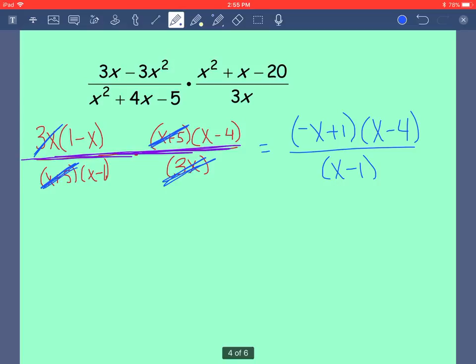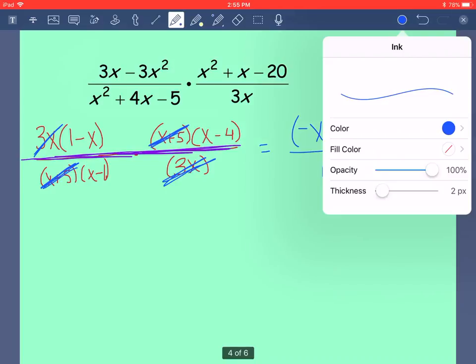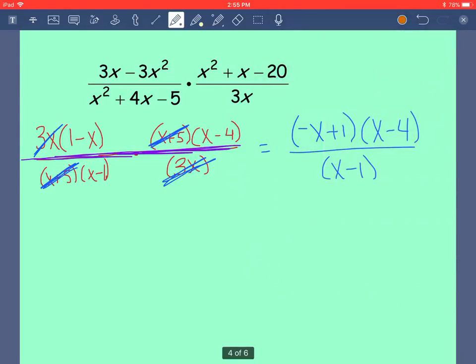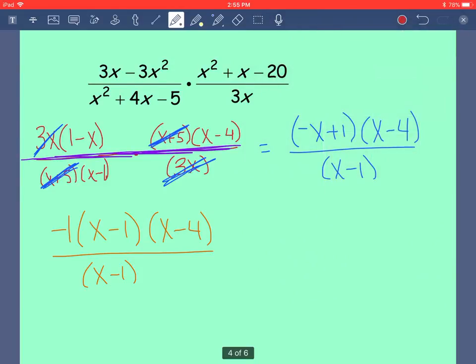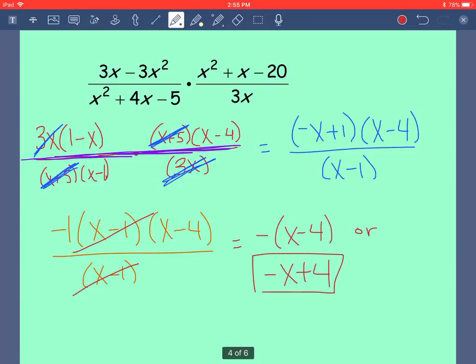So looking here, I've got a negative x plus 1. I don't like having a negative x, so I'm going to rewrite that and make it a positive x. So first I'm going to factor out a negative 1, and that'll make that a positive x minus 1, and then times x minus 4 over x minus 1. And because I factored out that negative 1, I found one more identical factor. I've got an x minus 1 in the top and the bottom. So I end up with, you can write it as negative x minus 4, or you can write it as negative x plus 4. I'm probably going to be writing it like that.